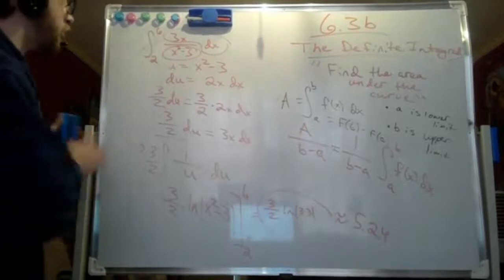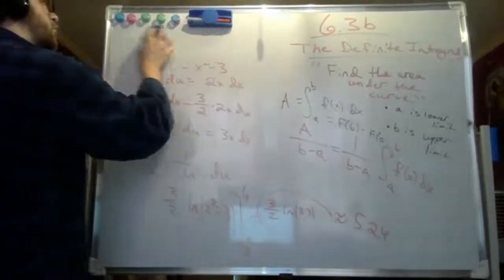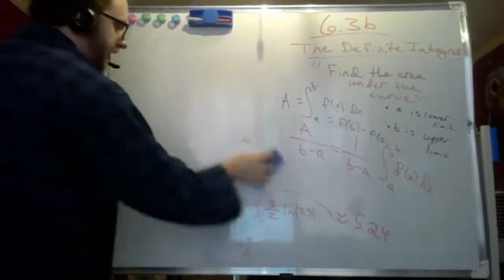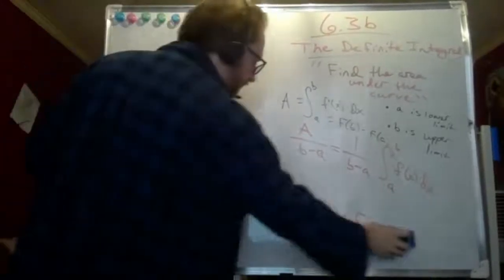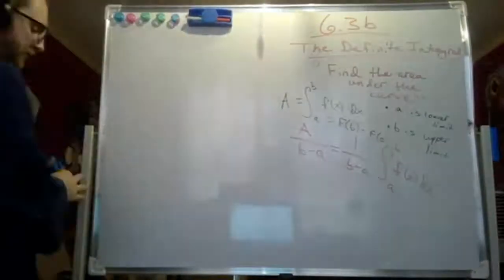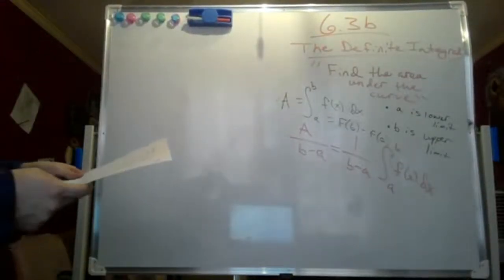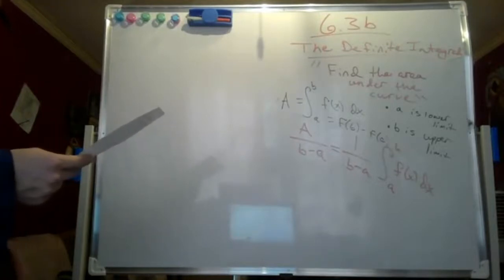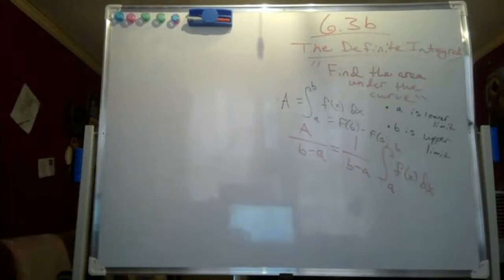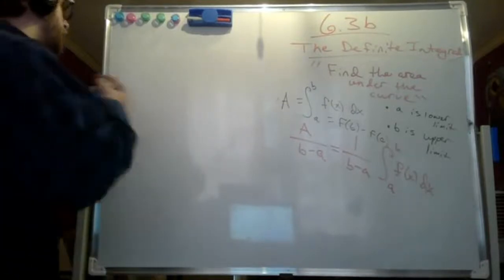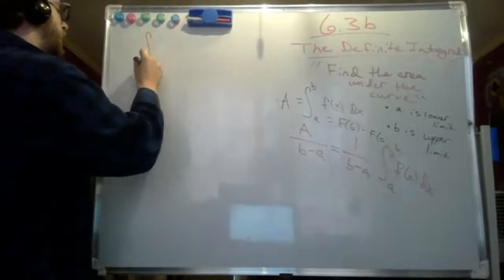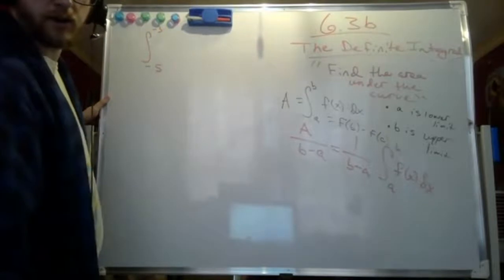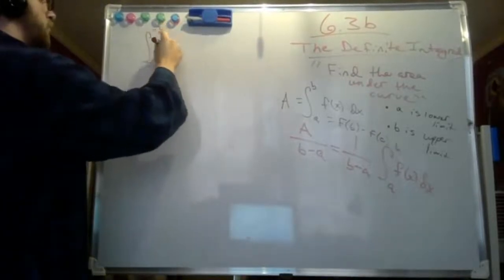All right, so what else have we got? What are some other questions you might see in 6.3b? So let's see. What would be a good example? Okay, yeah, negative bounds. So suppose you have an integral from -5 to -3 of 5x squared.